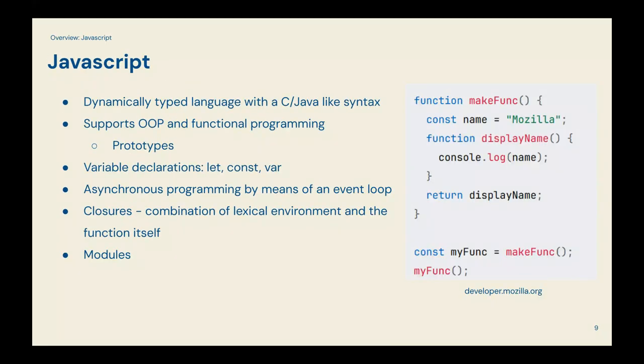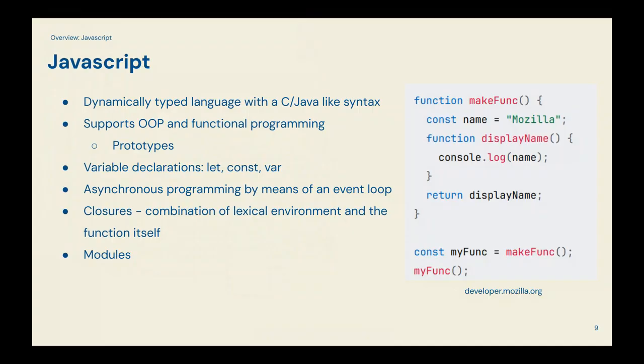The programming language used in web development is JavaScript. JavaScript is a dynamically typed language like Python, but it has a C or Java family style syntax. And it supports both object-oriented programming with the use of prototypes, as well as functional programming. Each object in JavaScript inherits properties from its prototype, and this can go on in a chain called the prototype chain all the way up to the null object, which itself has no prototypes.